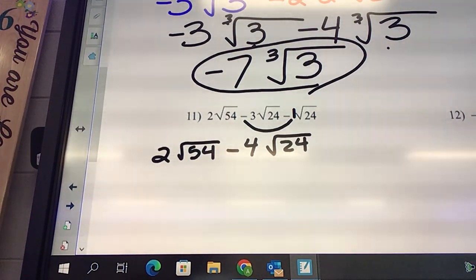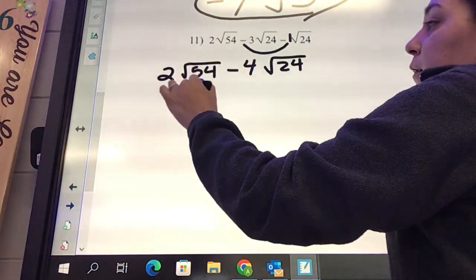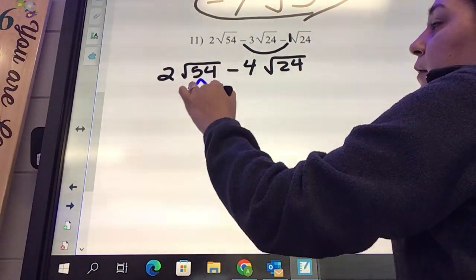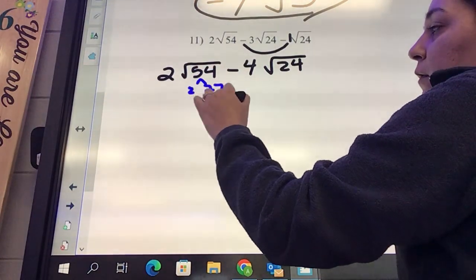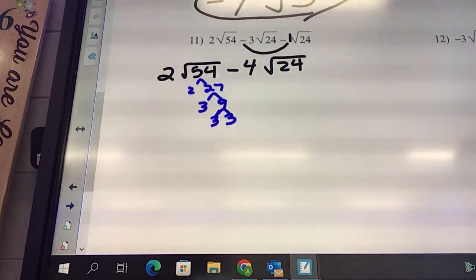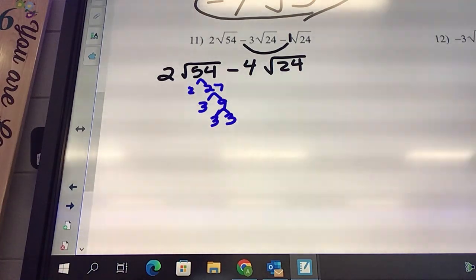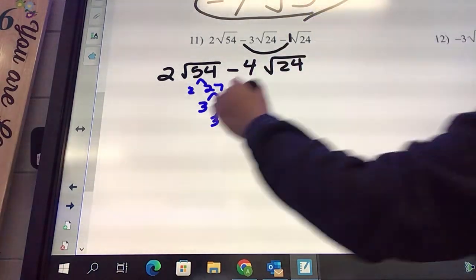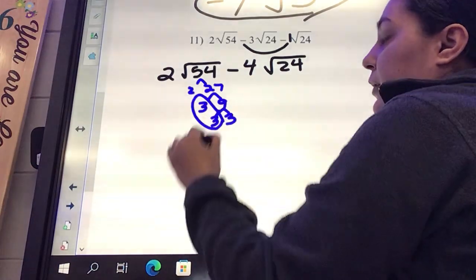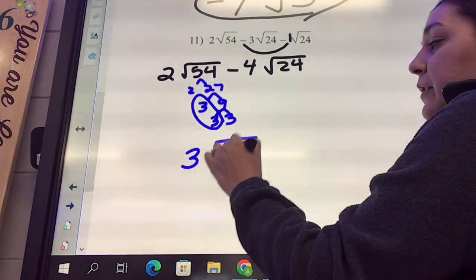Okay, and then let's start with the 54. What are some factors of 54? 2 and 27, 3 and 9, 3 and 3. Okay, on this one, there's going to be a lot going on. So who can go? One set of 3. Yeah, a pair of 3. Okay, so that's going to become 3. And then we have a 2 left and a 3 left.